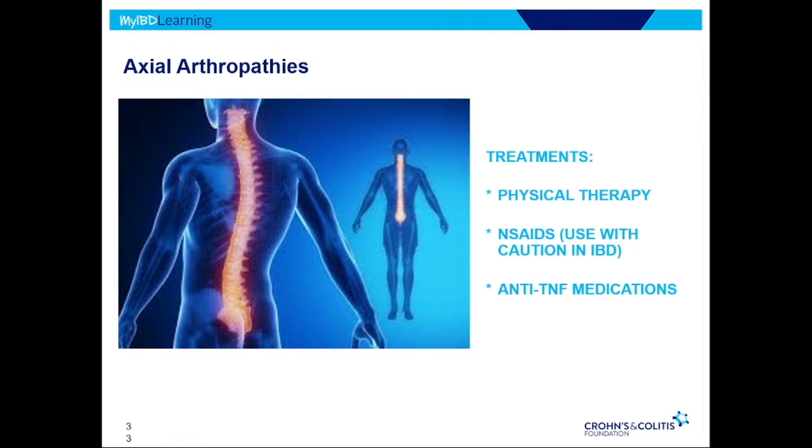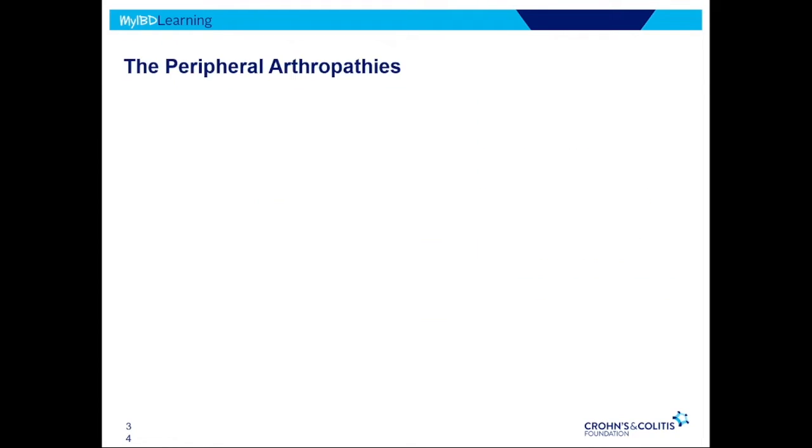Physical therapy and non-steroidal drugs. We get worried about non-steroidal drugs in inflammatory bowel disease. We don't want to recommend them offhand, but in general, they are a good treatment for axial arthropathies, and it's a risk-benefit discussion. And then the anti-TNF medications, such as Remicade and Humira, can help.